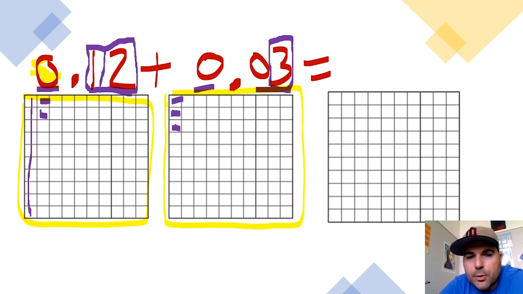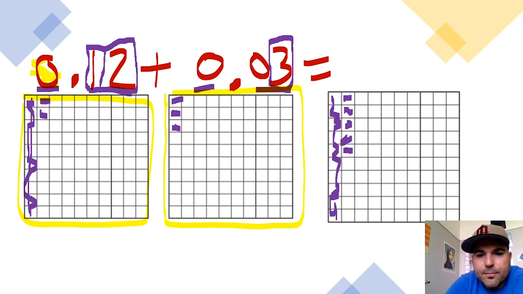Finally, we're going to show the total, or what that is combined. I had one full row of 10. So that's what I'm going to do. I had 2 hundredths in my first value. And in my second value, I had 1, 2, 3. So let me do 3 more. So when I go to add them up, I have 10 plus 5, and that's 15.